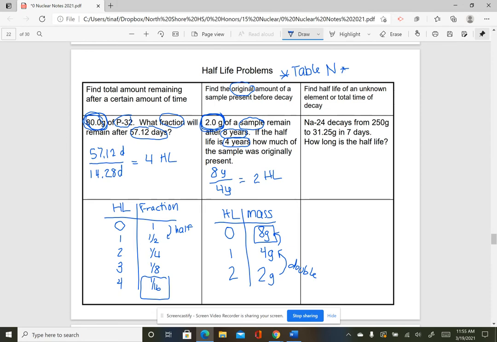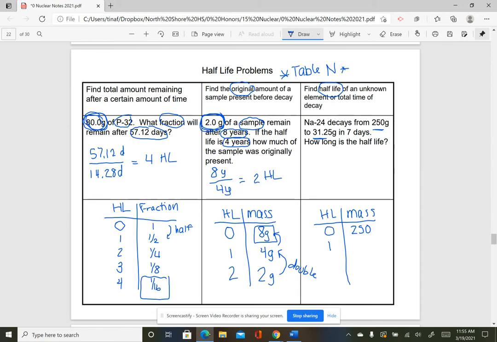Finally, guys, you can have them ask you what something's half-life is. Typically, this is not something on table N because otherwise you would just be able to go look that up, right? So let's see what they do give us. They're telling me that I started with this much and ended with this much. So let's set up a chart. Half-life, mass. If I know I started with 250 grams, can I figure out how long it took me to get to 31.25 grams? Absolutely. At time 0, that's how much I have.